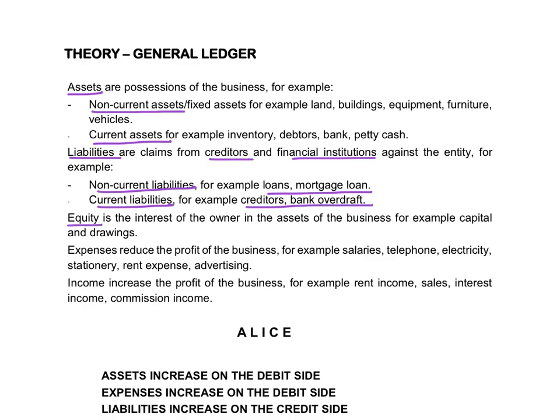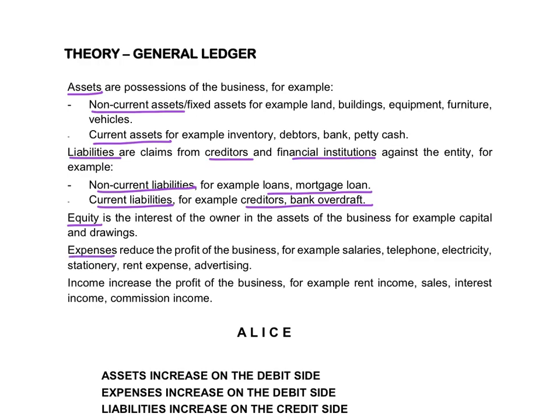Equity is the interest of the owner in the business. So the owner's two accounts are the capital account and the drawings account. You can also say equity is the amount that the owner can lose if the business goes insolvent, or it is the amount that the business owes the owner.